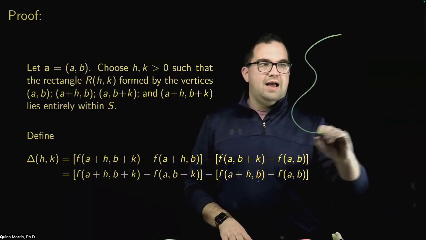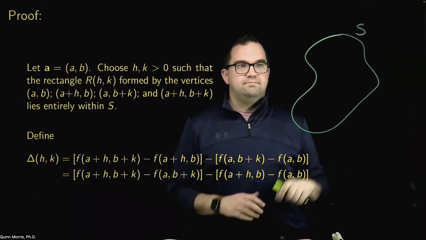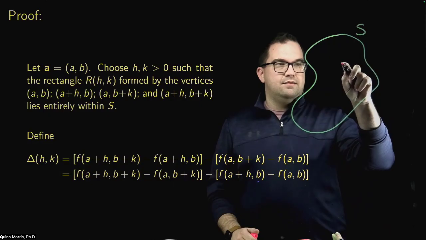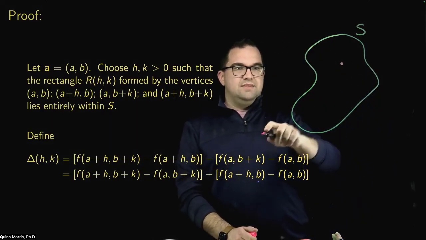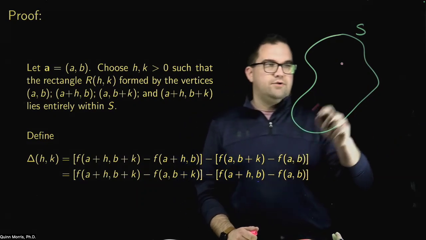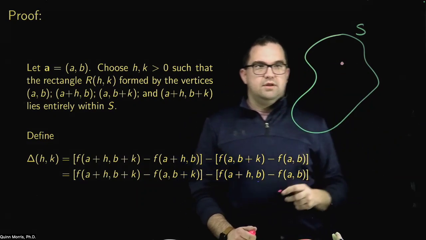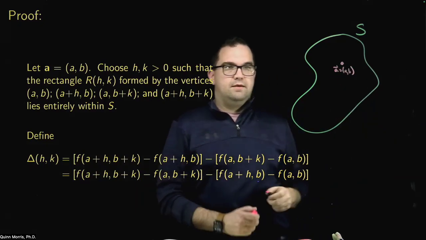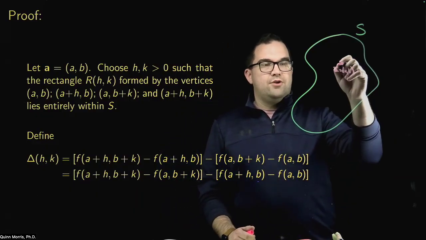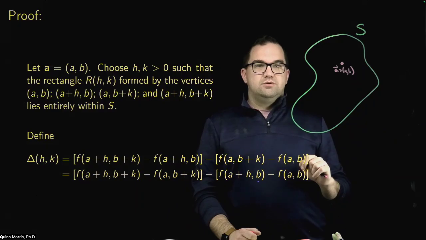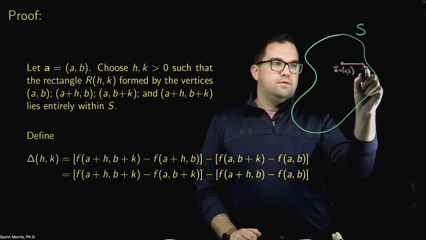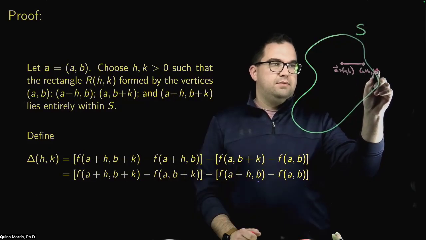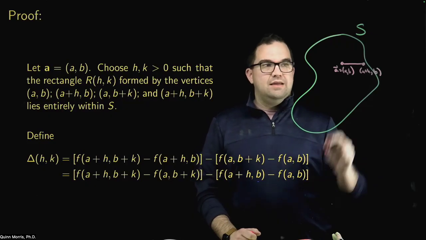So imagine I have my open set in the domain where this function is defined, and I have some point A here. Imagine this is embedded in the standard plane. So this is the X direction, this is the Y direction. I have my point here, A, which again has coordinates (a, b). Now I want to create a rectangle by moving H in the X direction. So this point would be (a + h, b), and K in the Y direction.